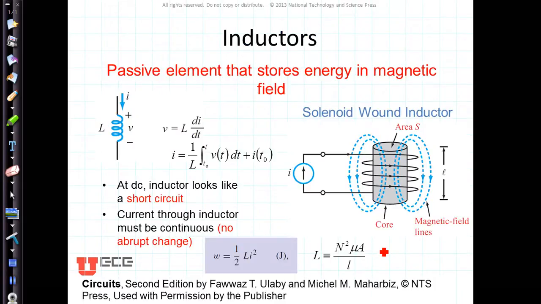Now let's talk about the electrical properties of the inductor. Remember, it's a passive element that stores energy in the magnetic field, and again, here's a solenoid. The voltage is given by the inductance times the derivative of the current. That means that at DC, when there is no change in the current, the voltage will be 0. That effectively means that the inductor looks like a short circuit at DC. Here's the equation for the current. It's the integral of the voltage divided by the inductance. And here's the equation for the energy.